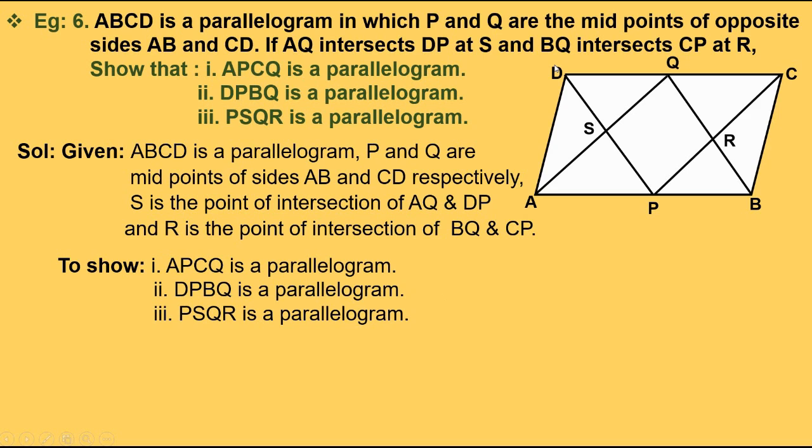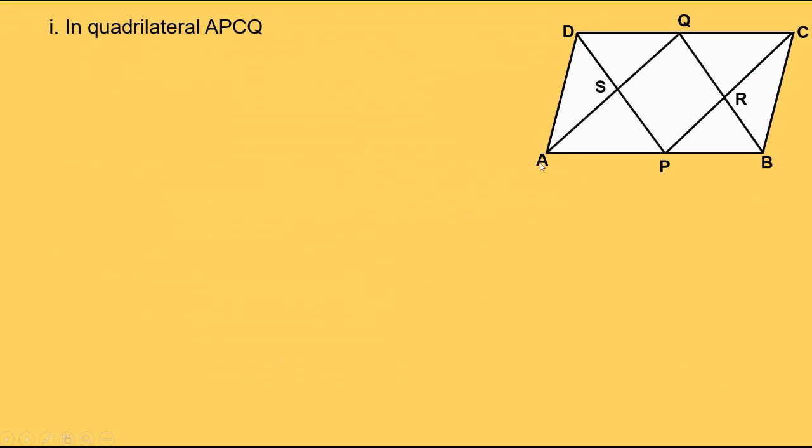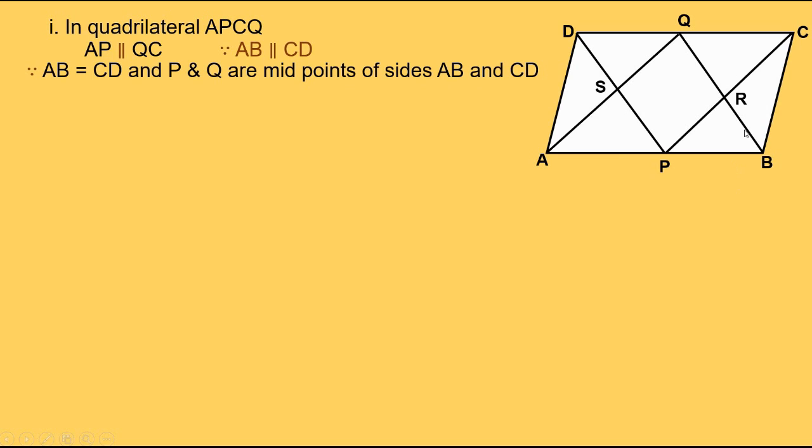Solution: ABCD is a parallelogram. Therefore, AB is parallel to CD and AB is equal to CD, since opposite sides are parallel and equal in a parallelogram. Now, in quadrilateral APCQ, AP is parallel to QC since AB is parallel to CD. Again, since AB is equal to CD and P and Q are the midpoints of sides AB and CD, half of AB is equal to half of CD. That is, AP is equal to QC.